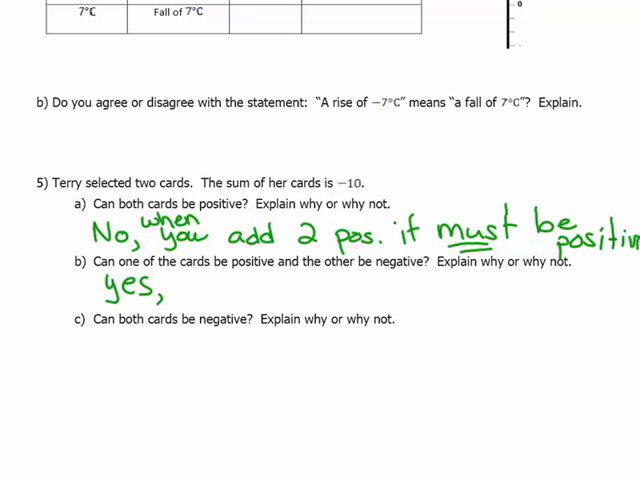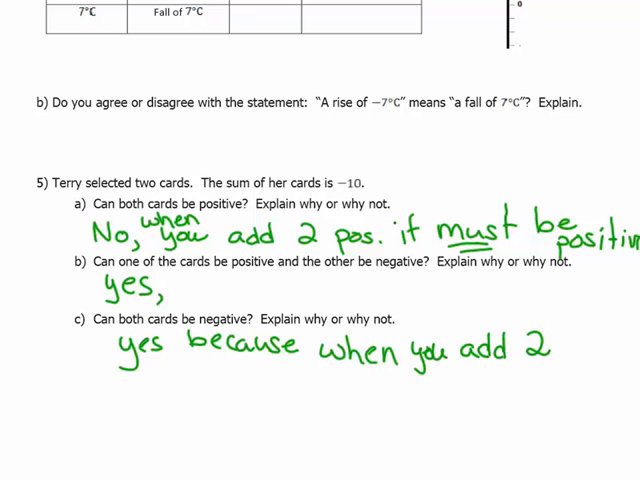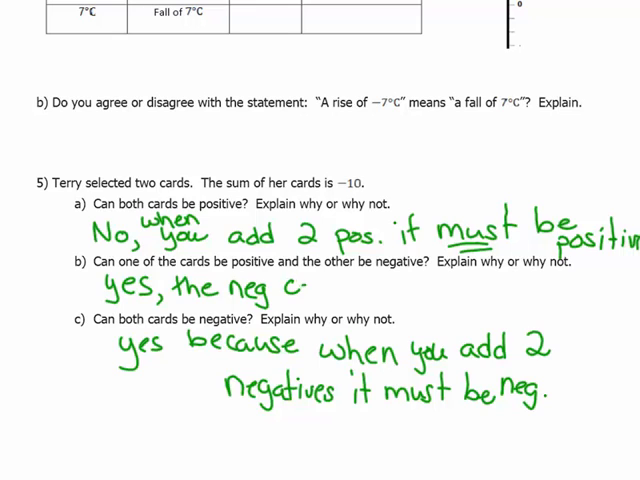Can both cards be negative? Yes, because when you add 2 negatives, it must be negative. All right, let's get a reason for letter B. Can one of the cards be positive and the other be negative? Yes, we already said the negative card has to have a bigger absolute value.